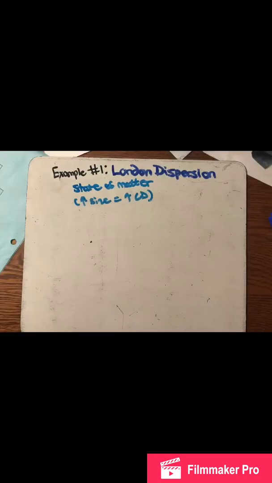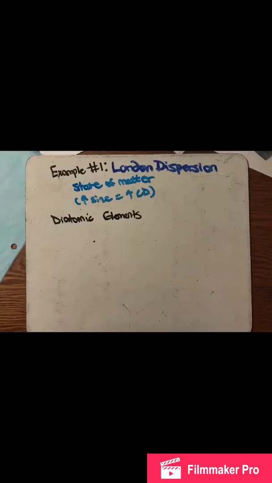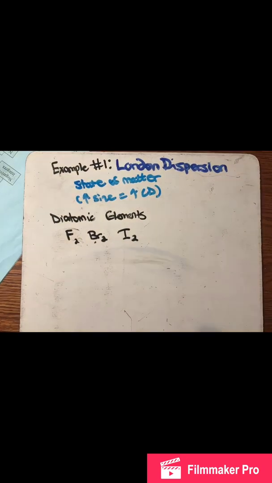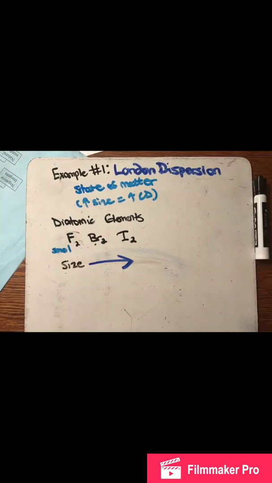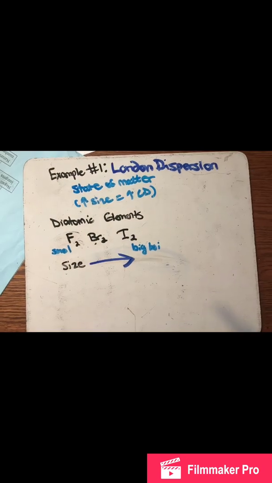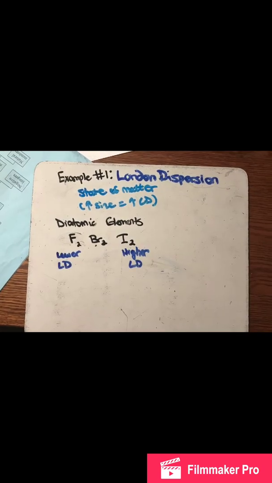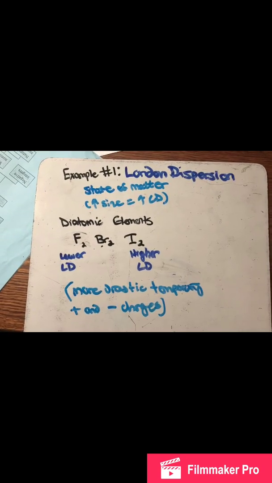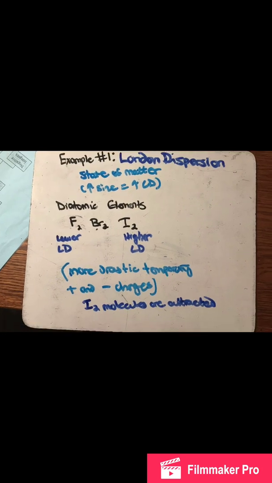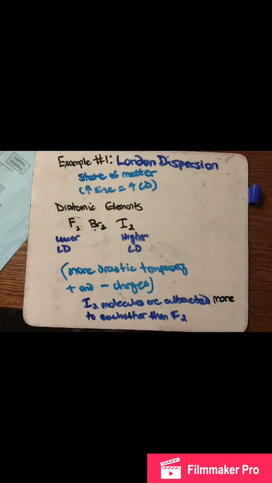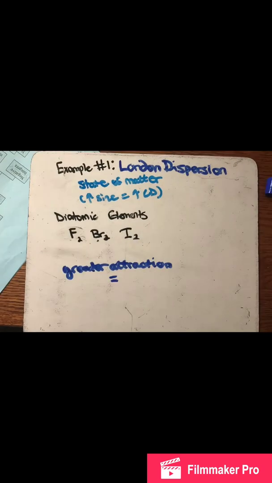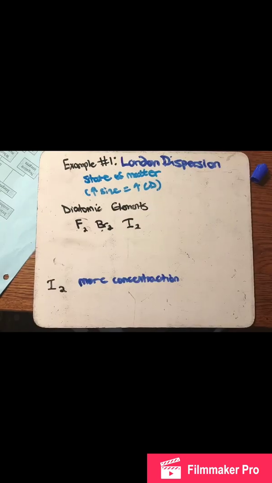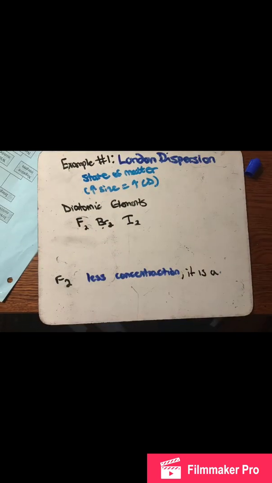Remember that bigger molecules produce stronger London dispersion forces. So let's take a look at the diatomic elements with fluorine, bromine, and iodine, with the size increasing towards iodine, meaning that fluorine is very small and iodine is very big, which means that fluorine has the lowest London dispersion forces while iodine has the highest. And once again, that is the temporary positive and negative charges. And what this means is that the iodine atoms are more attracted to each other than the fluorine atoms are attracted to each other because of that difference in London dispersion forces. Greater attraction provides greater concentration, but has an impact on the state of matter. So iodine having more concentration is a solid, and fluorine having less concentration is a gas.